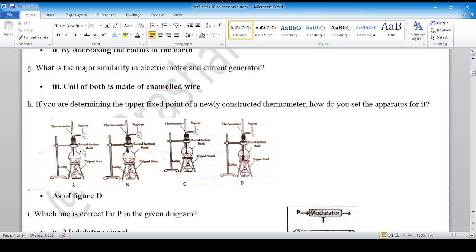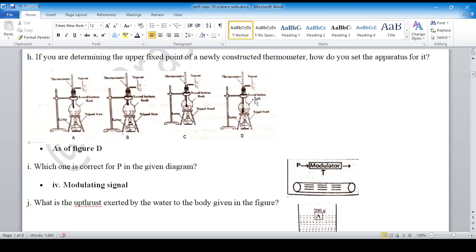Question number H, you can see the four figures here, A, B, C, D, in which the thermometer is properly dipped in the fourth figure. Okay, the fourth figure means the thermometer is properly dipped, so figure D is the correct answer.